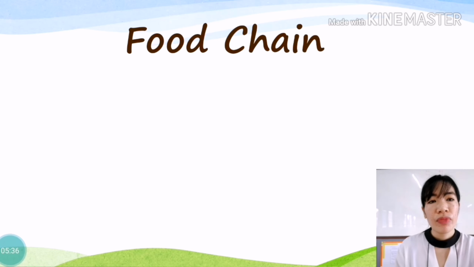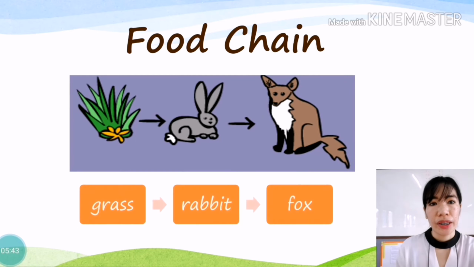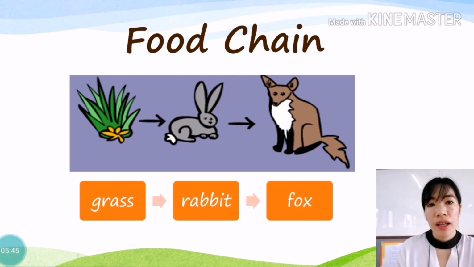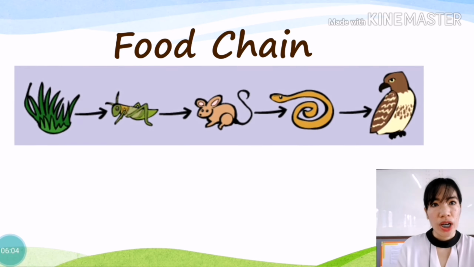Next, we have here an example of a food chain. Look at the picture. We have the grass that serves as the producer, and the rabbit as the consumer. The grass is eaten by the rabbit, which is eaten by the fox. Did you understand? Let's have more examples. This is a bigger chain.